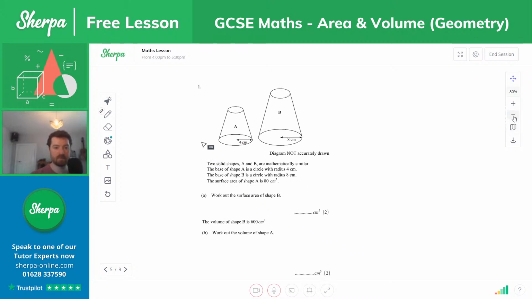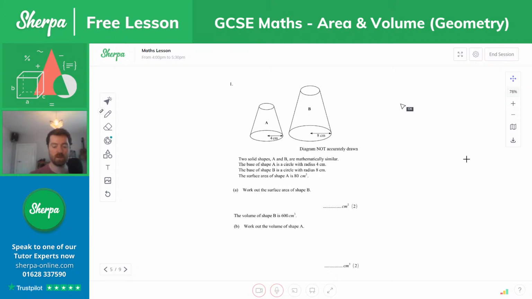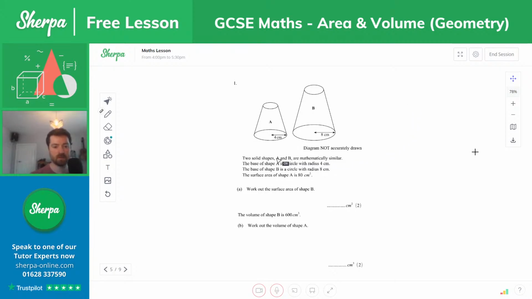Right. So for question 1, we are told we've got 2 solid shapes, A and B, and they're mathematically similar. For anyone who doesn't know what mathematically similar means, or if you forgot, it just means they're the exact same shape, but they're different sizes. So all we've done is scaled up A to get to B, but we haven't changed the shape of it at all, just the size.